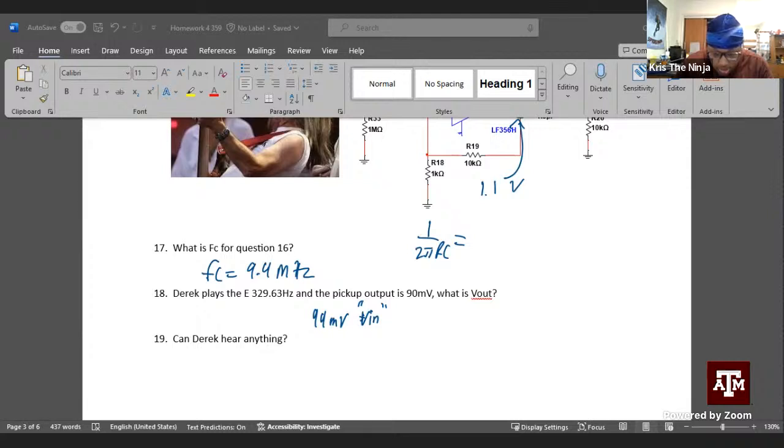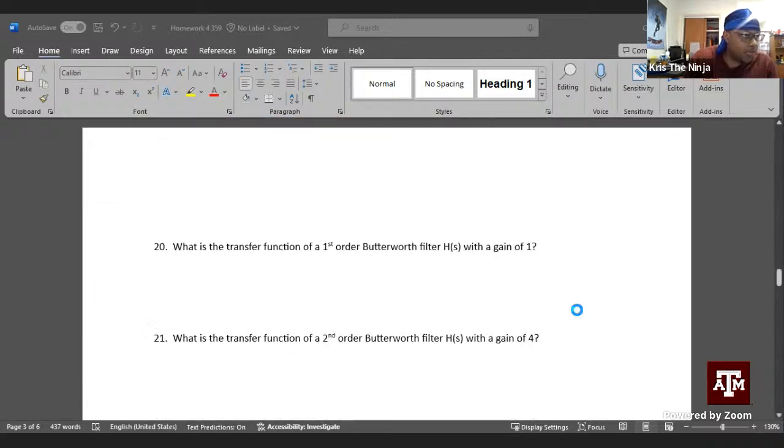R over XC, so then 10,000 divided by that squared plus 1, square root that. And then it's like a gain of 1. So it's like 99 millivolts. He probably can't hear anything. Well, actually, he might. I'm gonna just say he can. He can hear something because it's close enough to 1.